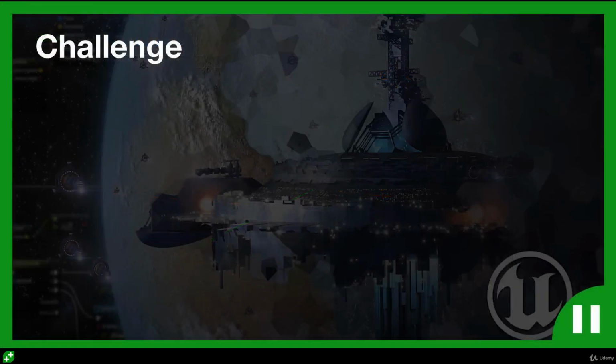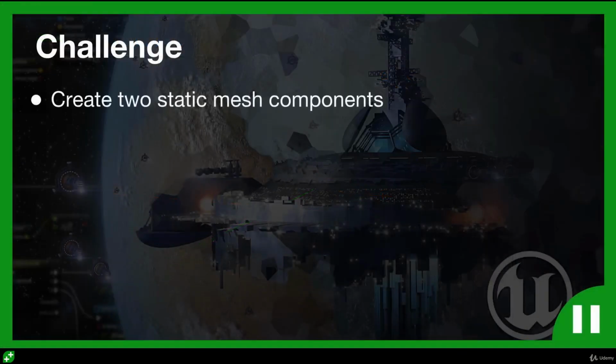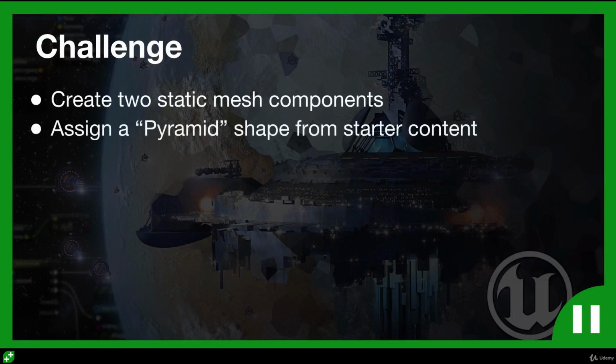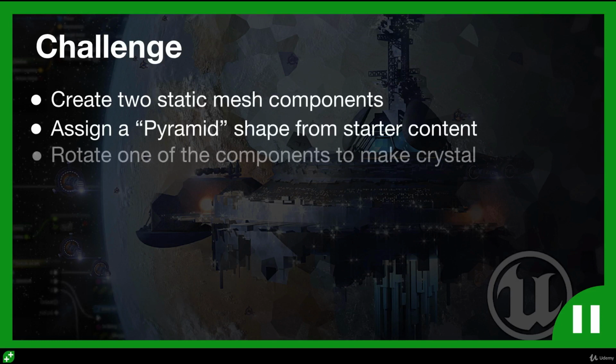So right now I have a challenge for you. In your blueprint, I want you to create two static mesh components. And then I want you to assign a pyramid shape from the starter content to the static mesh slot on the components. And then try rotating one of the components to make a crystal. So pause the video here and give it a go, and then come back and hit resume, and I'll walk you through the process.